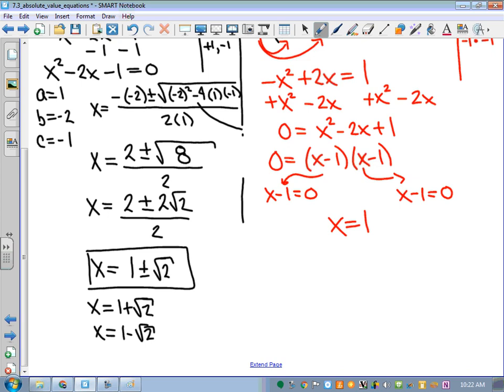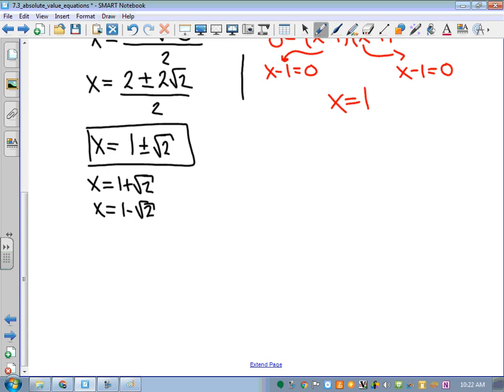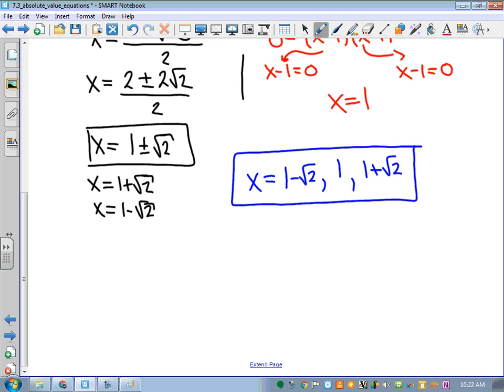And one of the things that I'm sure Ms. Pankos would massively appreciate is that you do a quick summary of what your answers are. So I have that x is equal to 1 minus root 2, positive 1, and 1 plus root 2. It's really nice for us to see that you understand that there's three distinct answers. Really importantly, when you're finding those answers, if we ask for exact form, you're leaving it as 1 minus root 2 and 1 plus root 2. If we're asking for approximate form, 1 plus root 2 is 2.41 with a bunch of other decimals after the fact.